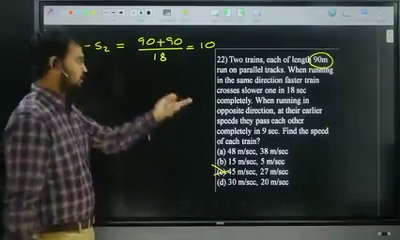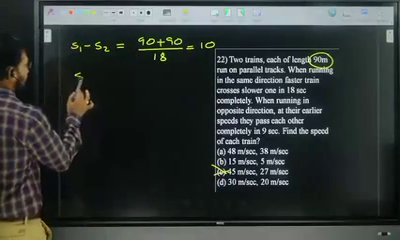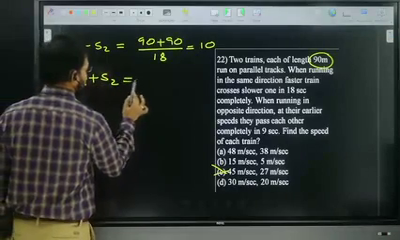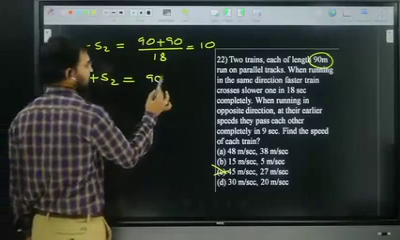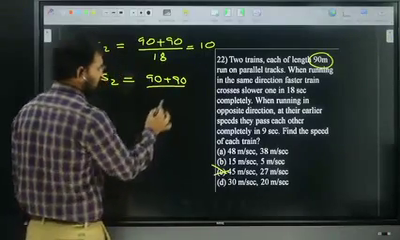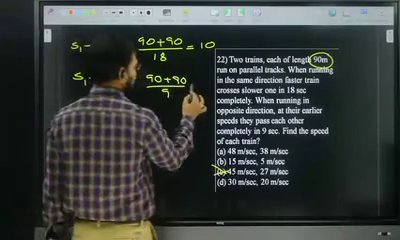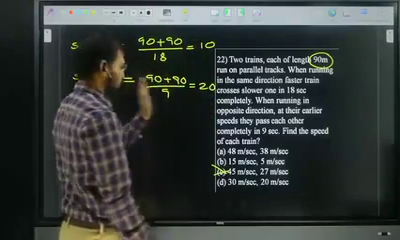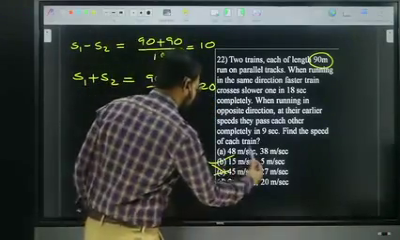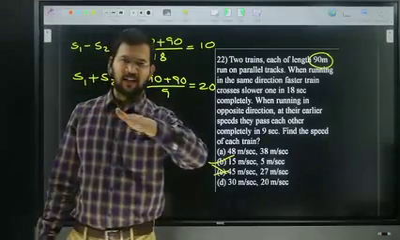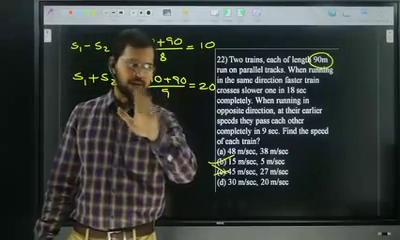That is the reason I go for the second step. Opposite direction is nothing but S1 plus S2. So 90 plus 90 divided by how many seconds? 9 seconds. 180 by 9 is nothing but 20. So the difference is 10, the sum is 20. So which option is it? It is option B. Straight away we attack directly. All of you understood? Very good.